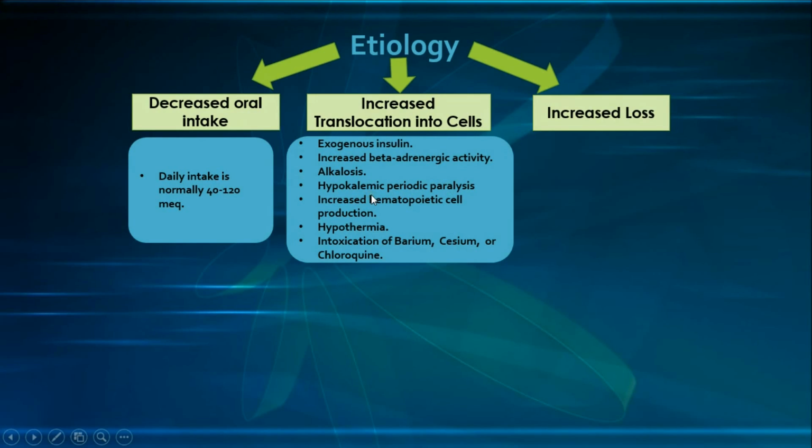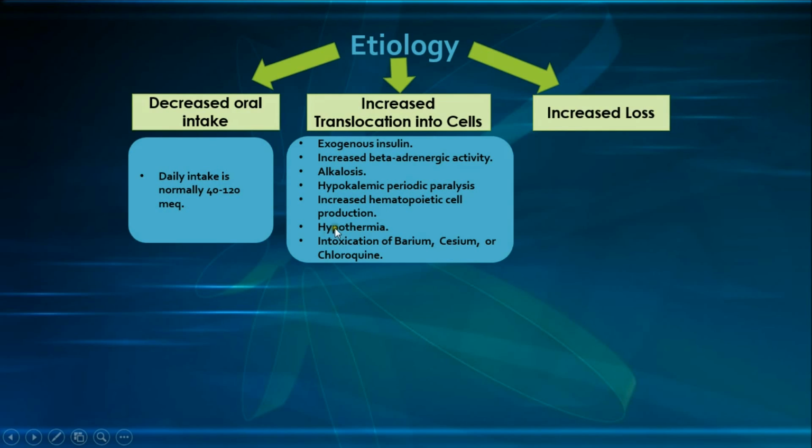And now coming to our fifth cause, which is increased hematopoietic cell production, such as administration of B12 or folate in megaloblastic anemia to treat the anemia, or such as in giving colony stimulating factor in neutropenia, so any cause of increased hematopoietic cell production will shift the potassium into the cells to make the new cells.